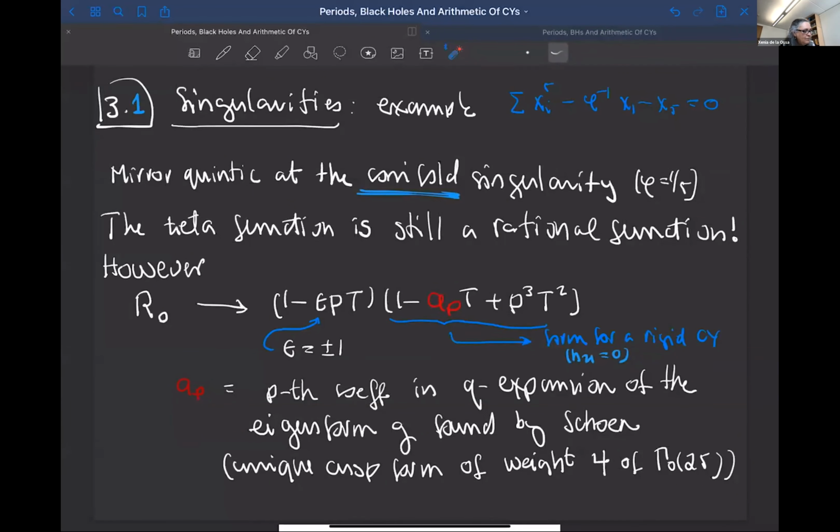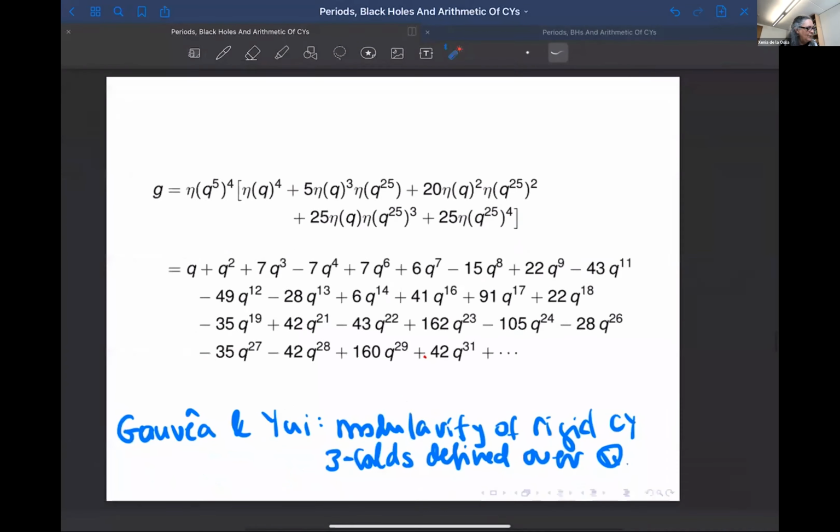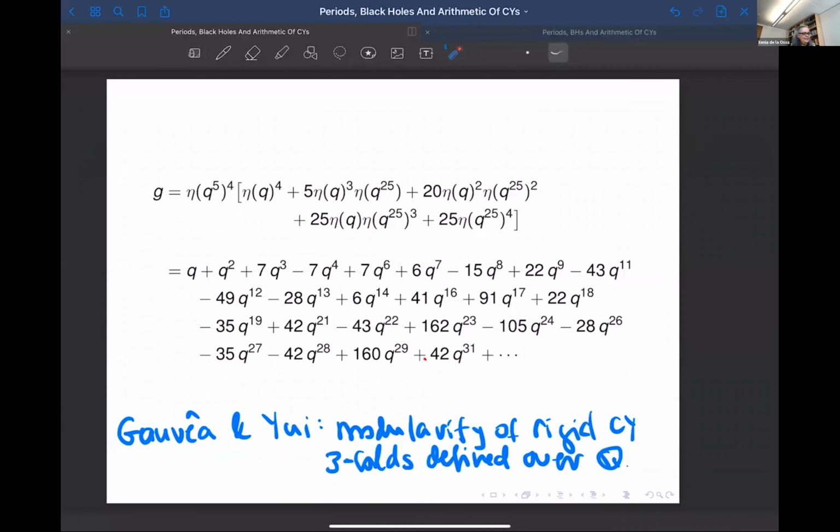A_p is the pth coefficient in the q-expansion of the eigenform g found by Shen a while ago. It's a unique cusp form of weight 4 for Gamma_0(25). If you want to see the modular form itself, there it is. And in this case, you can ask, well, why? Why would you have modularity there?